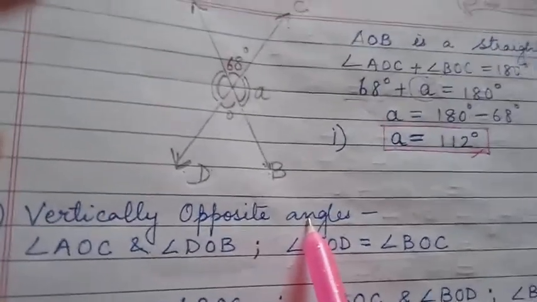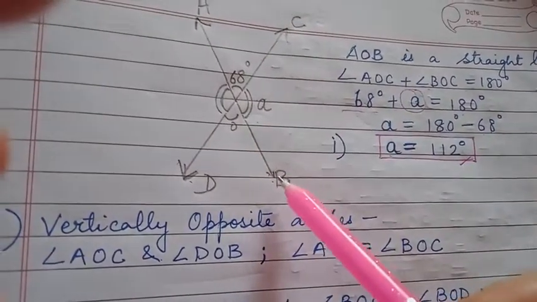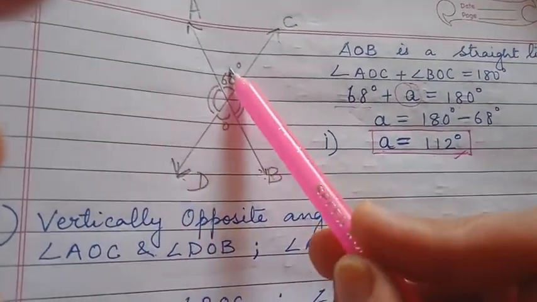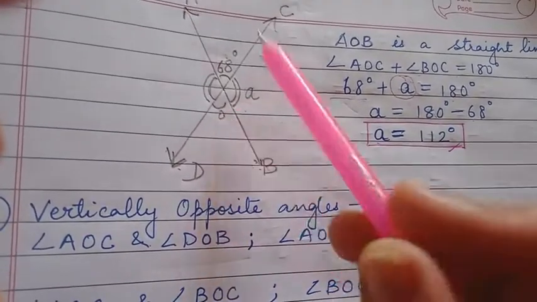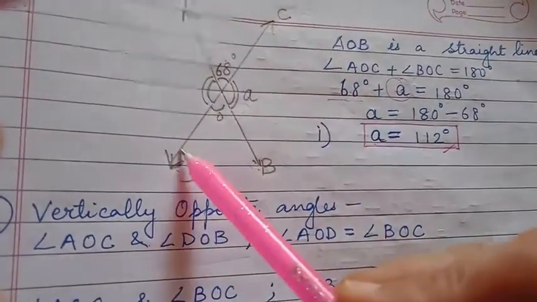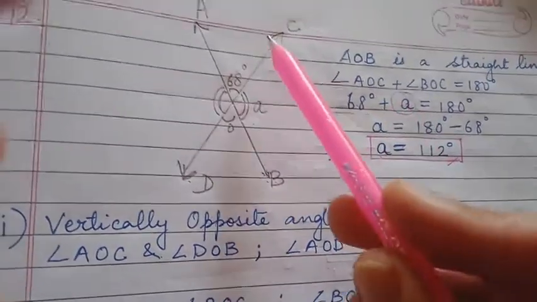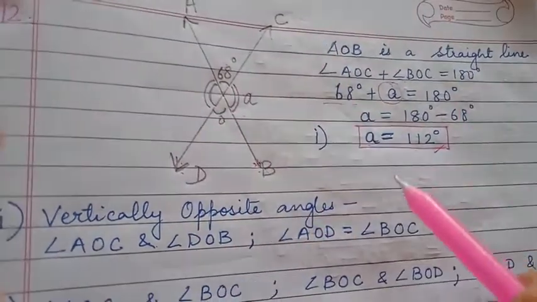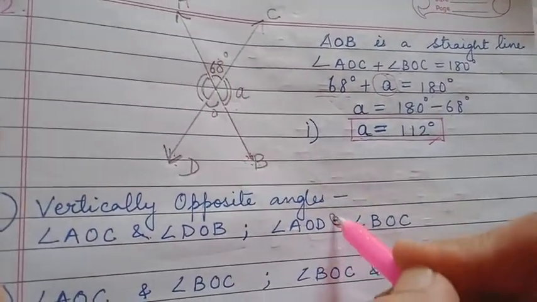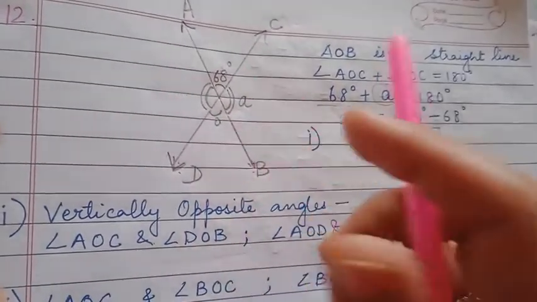Now write pairs of vertically opposite angles. So let us see the pairs of vertically opposite angles. Angle AOC and angle DOB. This is 68. This angle is also 68 because of vertically opposite angles. So angle AOC and angle DOB are vertically opposite angles, the first pair. Which is the second pair? Angle AOD and angle BOC are the second pair. You can write here, this angle and this angle, also this angle and this angle.